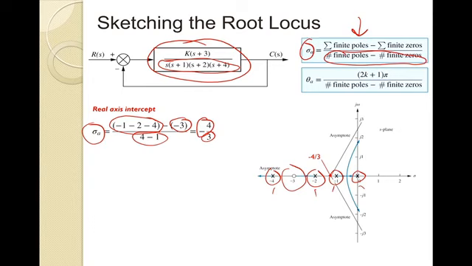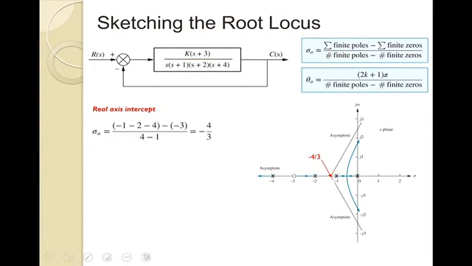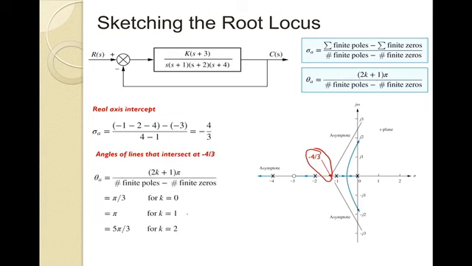And so that is going to be an asymptote, it's going to help guide our root locus as we vary k. Let me get rid of some of the ink here just to make the slide a little bit clearer. And there's our -4/3 point here.